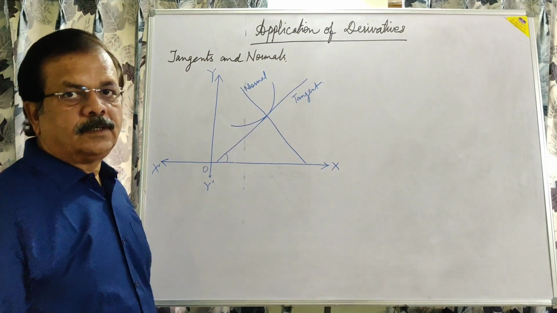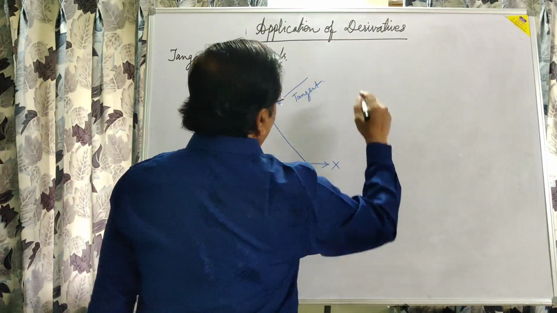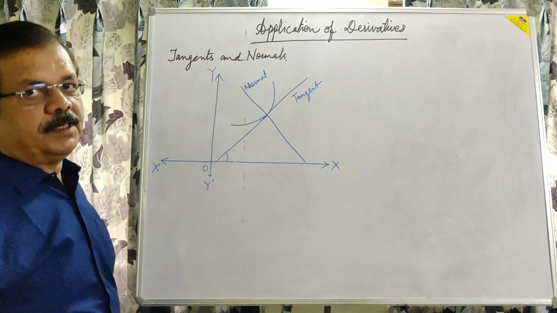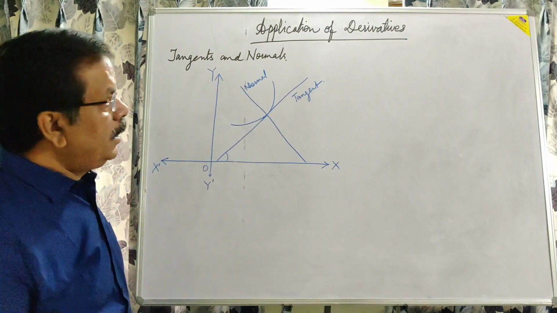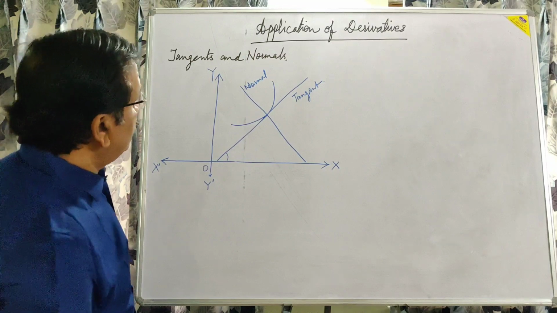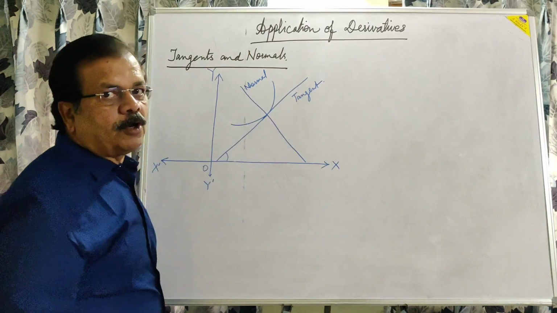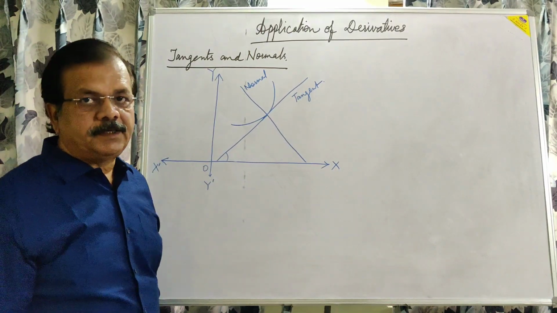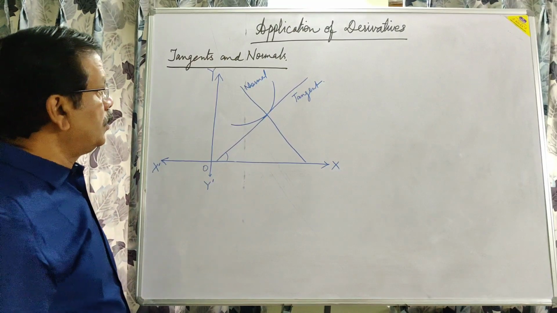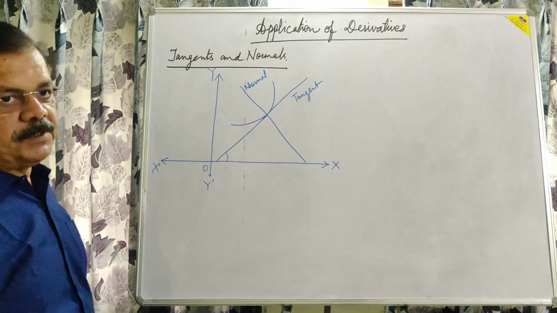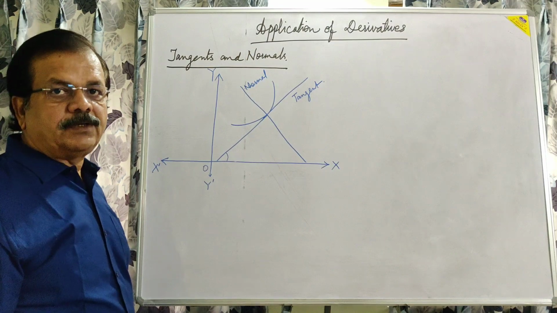Hello students, today we will study application of derivatives. Whenever we are talking about derivatives, it means dy by dx at any point of the curve, and in this topic tangents and normals are very important subtopics in application of derivatives. As we already studied in Rolle's theorem and mean value theorem and in other chapters, we use dy by dx at any point on the graph.